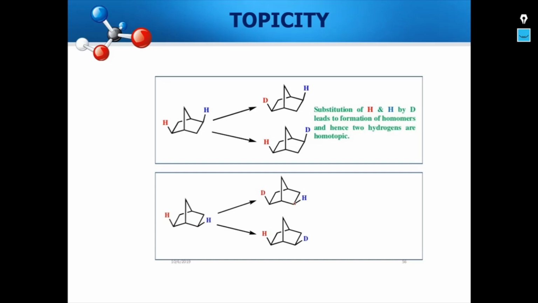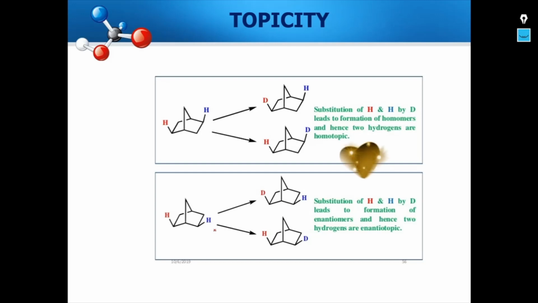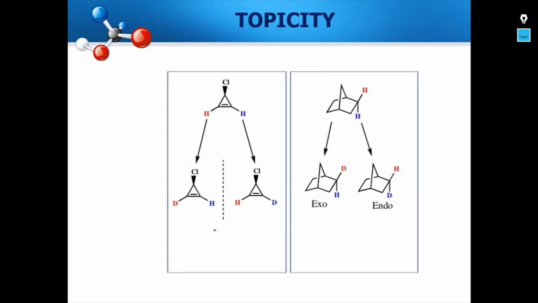How about these two molecules? How do you relate these two molecules with each other? Are they mirror images or are they the same? Do they have a plane? Do they have an axis? And the answer is they are enantiomers, and hence these two hydrogens are enantiotopic in nature. If you got these two answers right, once again, congrats to you.